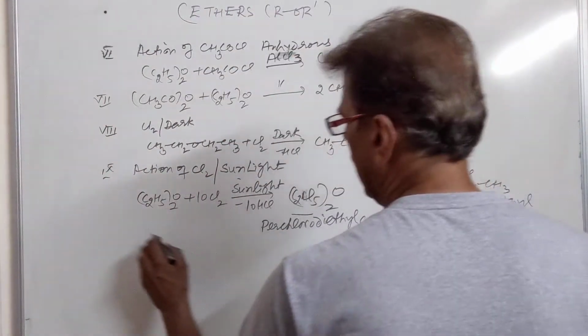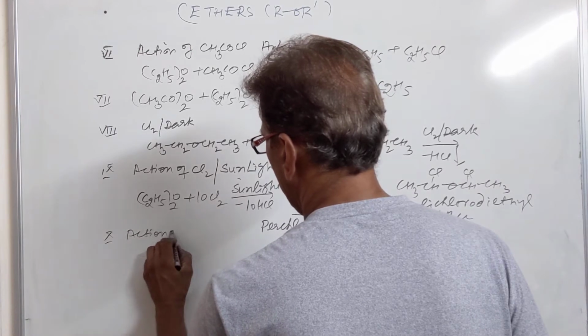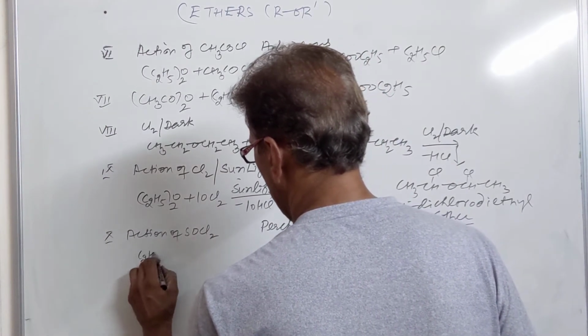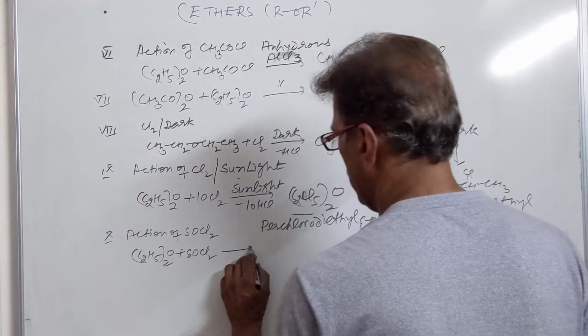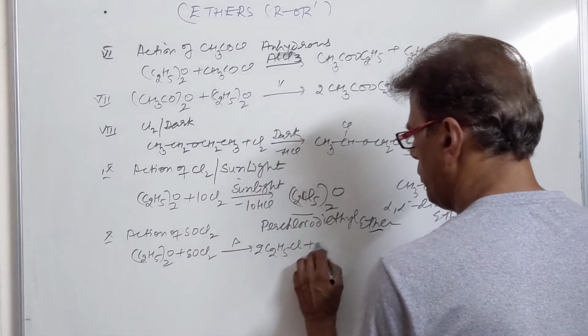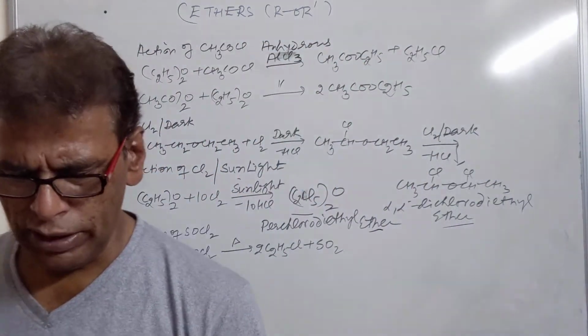Then we have the action of thionyl chloride, SOCl2. It reacts with diethyl ether, and this method can be used to prepare alkyl halide. We get two molecules of chloroethane, and SO2 is obtained.